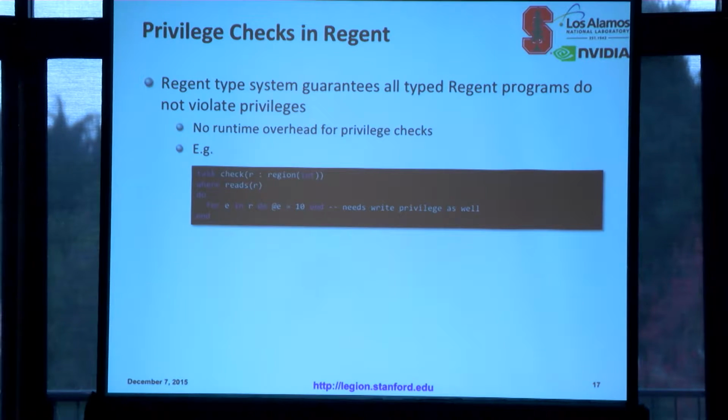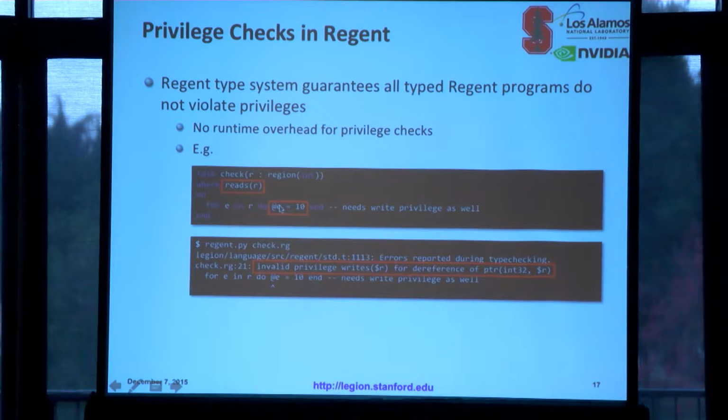So for example, this is a region application, and the task says that it's going to read the region R, but inside the task, it tries to update the region. And this kind of violation is detected as a type error from the region compiler. So here you will get that there's an invalid privilege for the logical region.